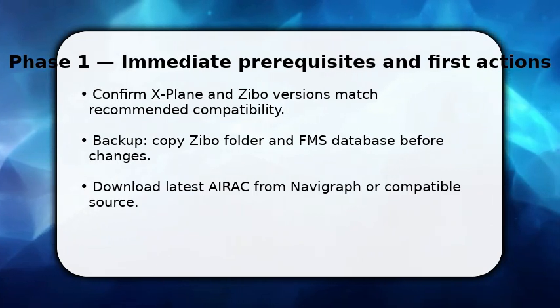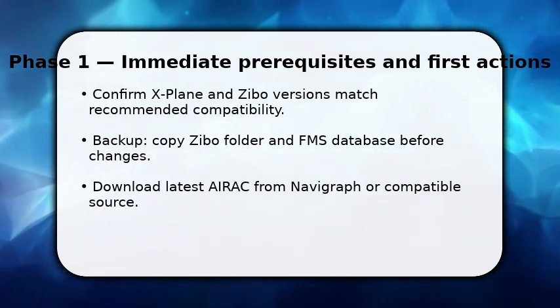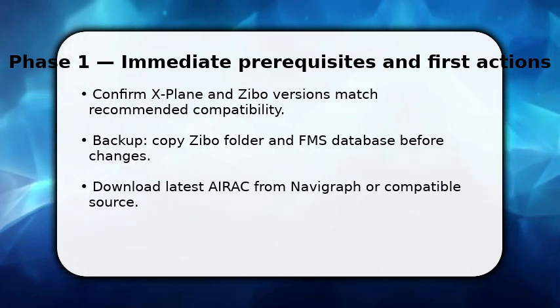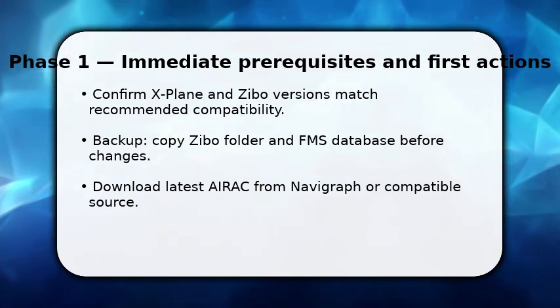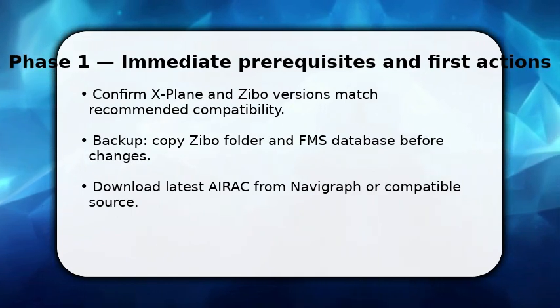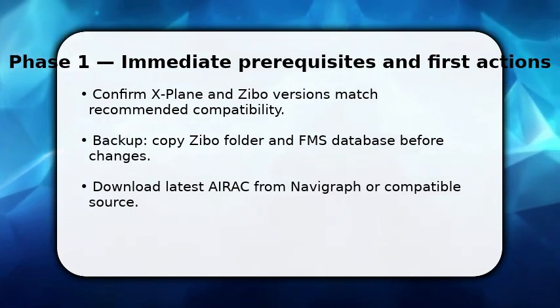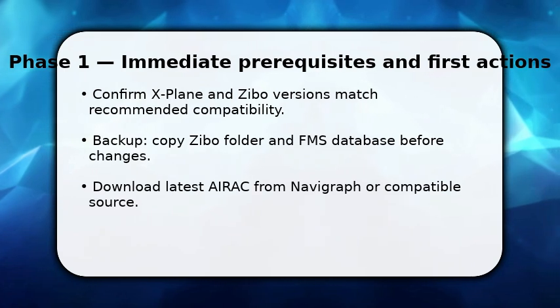Next, download the current AIRAC cycle from Navigraph or your provider and save it to a known folder. Make sure the archive is complete and note the cycle number. This tells you what gets installed into the FMC and prevents version confusion later.